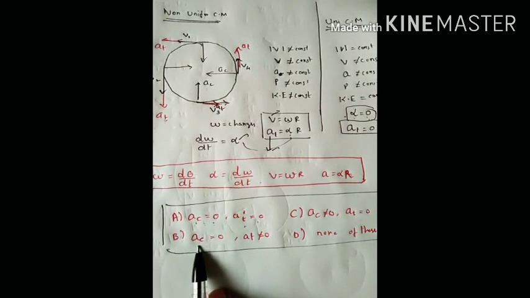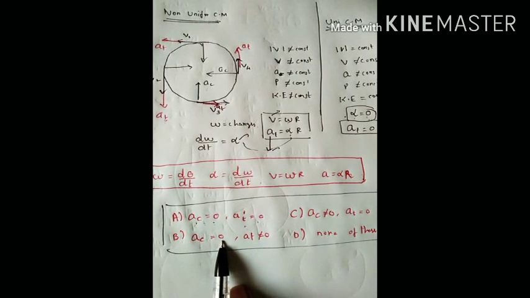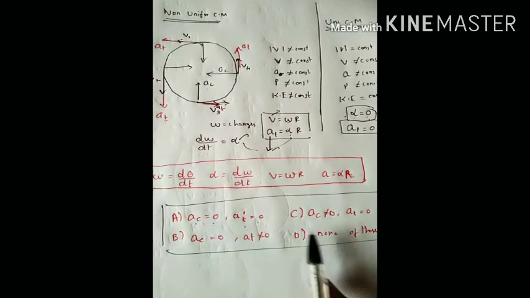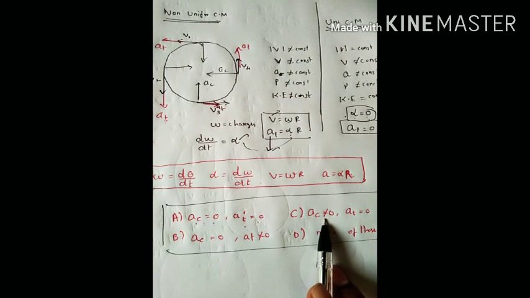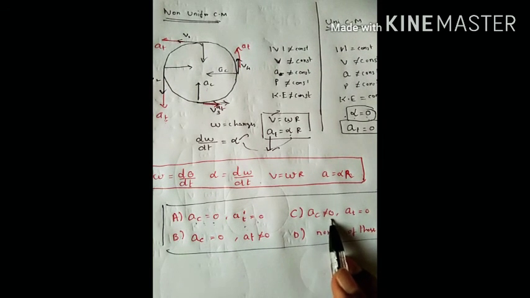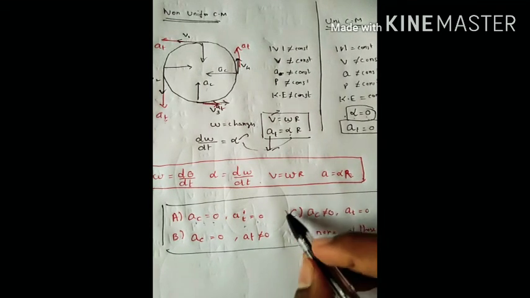In the second case, let's see. Whenever the centrifugal acceleration is 0, there never exists any circular motion because nothing is pulling the object towards the center. In the third case, the centrifugal acceleration is not 0 and the tangential acceleration is 0. This is the case of uniform circular motion. You got it, right? The centrifugal acceleration is never 0, but the tangential acceleration is 0. So this is the right answer.